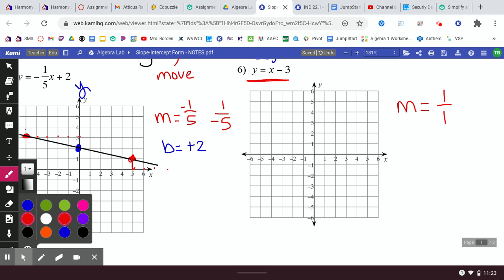But when you go to graph it, you have to remember that your slope is 1 over 1. And that's why I said sometimes it's helpful to write this stuff out to the side, because it kind of helps you mentally pull apart what you need.